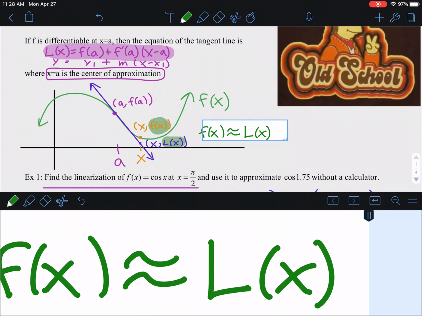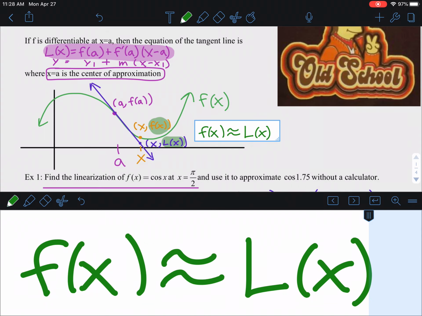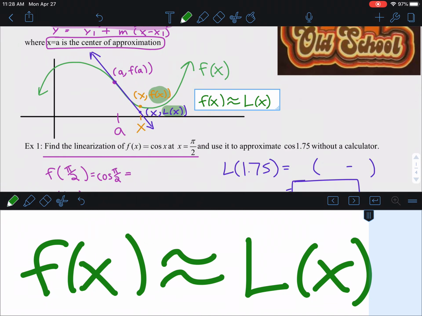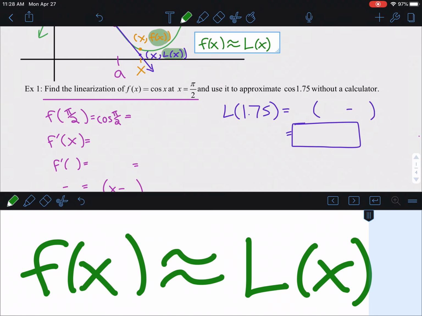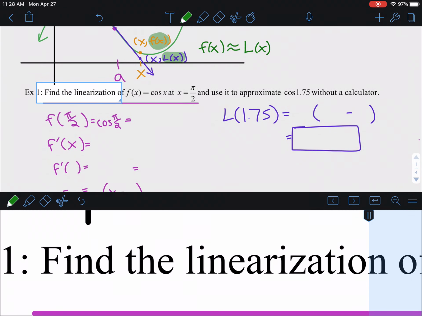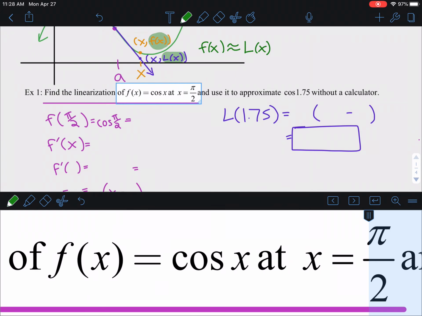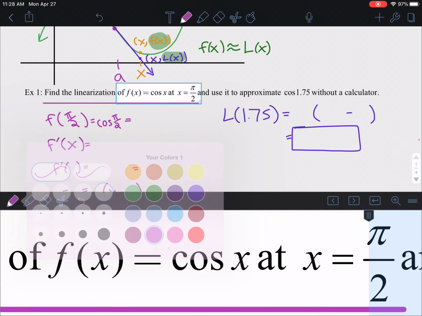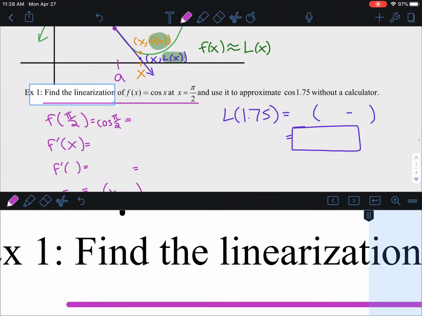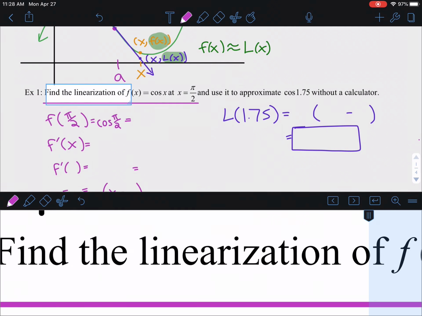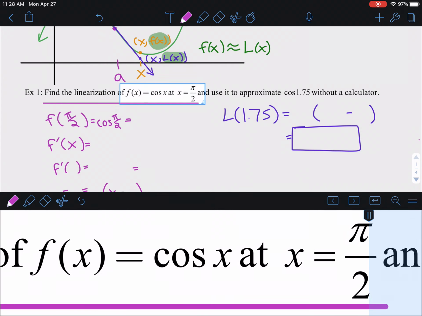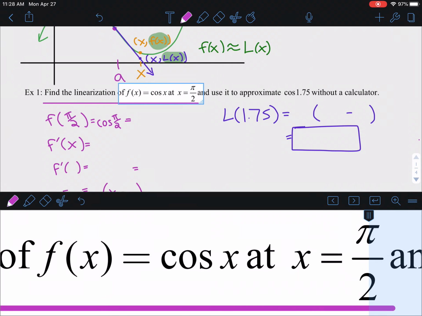Okay, so we're going to see this in action. And so here's how these questions are going to go. These are going to go in two parts. So example 1 says, find the linearization of f of x equals cosine of x at x equals pi over 2. I'm going to stop reading right there because this is going to be the first part of this question. Find the linearization. That just means find the tangent line. You have a function, you have an x value. This is something we should be able to do.